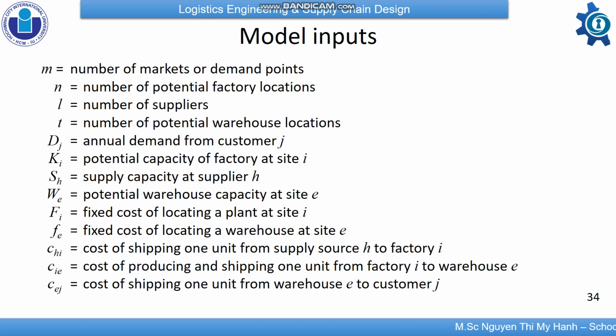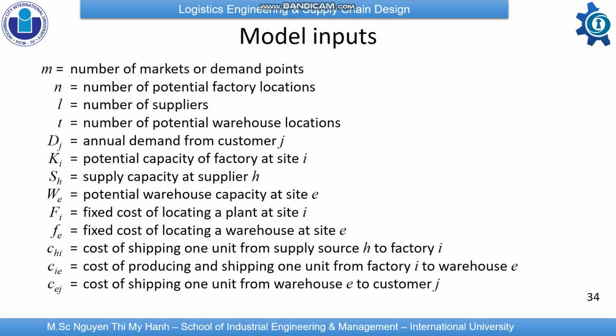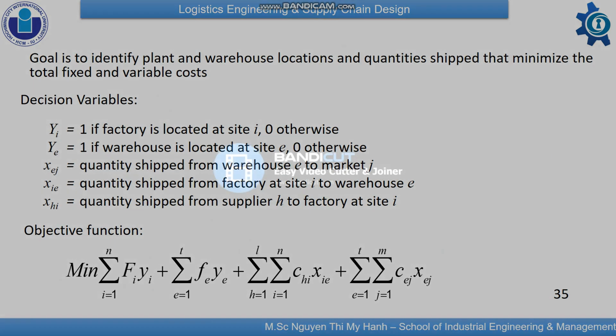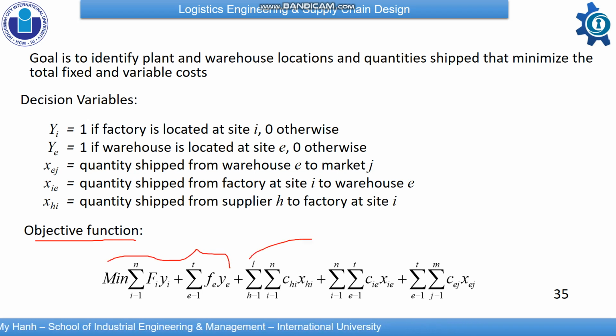so for more detail, for more information, you can read in the slide, but I already introduced to you the inputs, parameters, and the decision variables. The objective function is we want to minimize the total cost, right? So the total cost is equal to the fixed cost plus the variable cost.